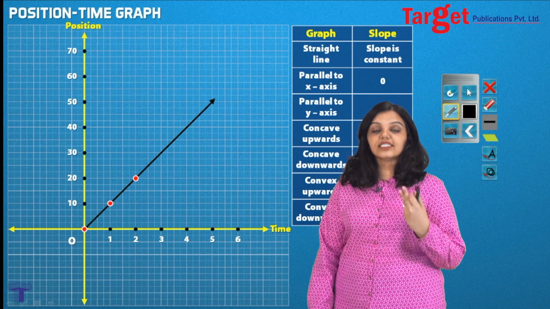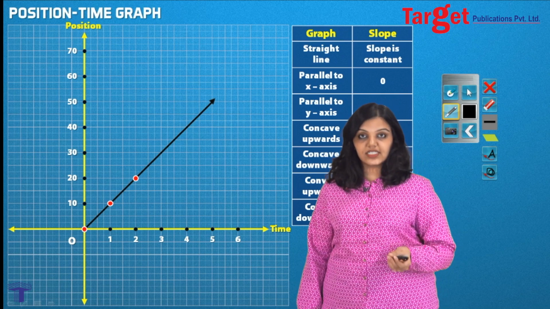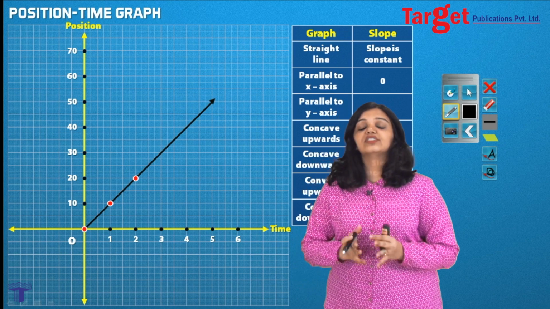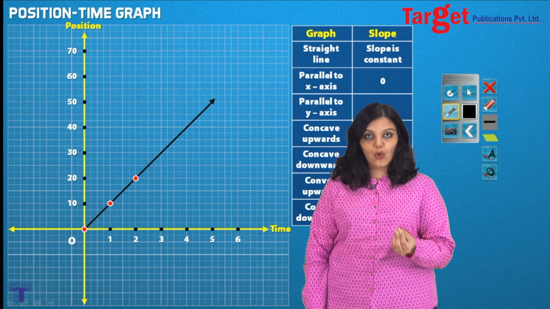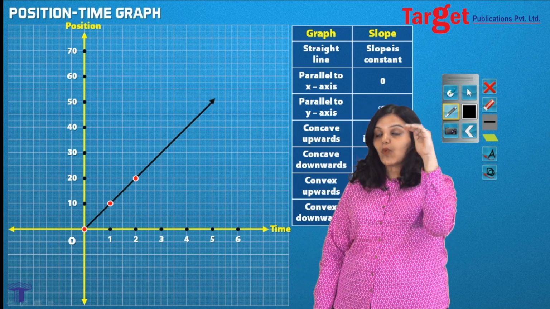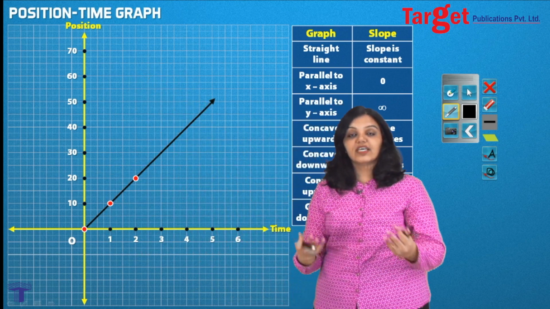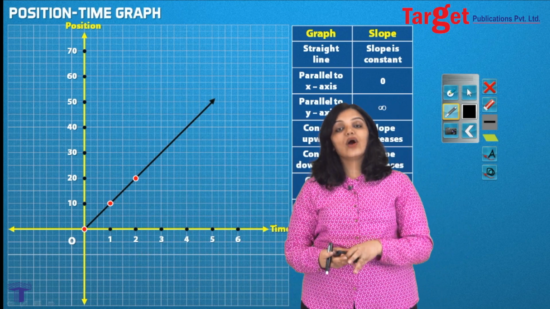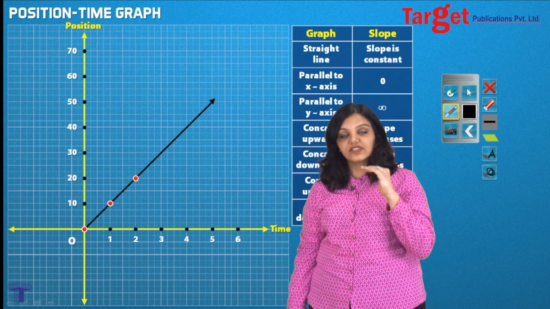The most important thing about a position time graph is that the slope will give you velocity. And why does the slope of a position time graph give you velocity? Because if you look at the formula for a slope, you have delta y upon delta x. But what is on the y-axis in a position time graph? You have position or displacement on the y-axis. So you have displacement on top, and what's on the x-axis? That's time. So you have time below.